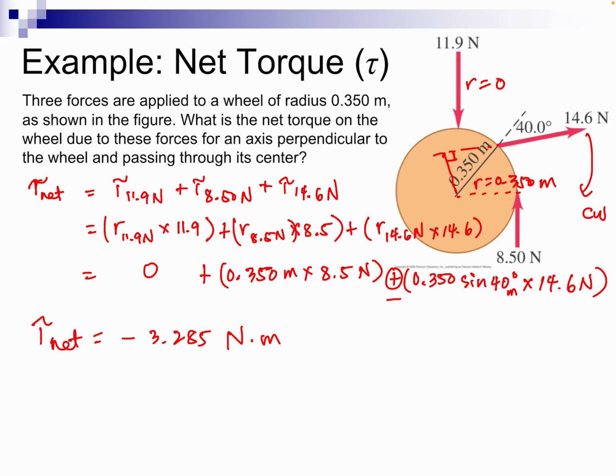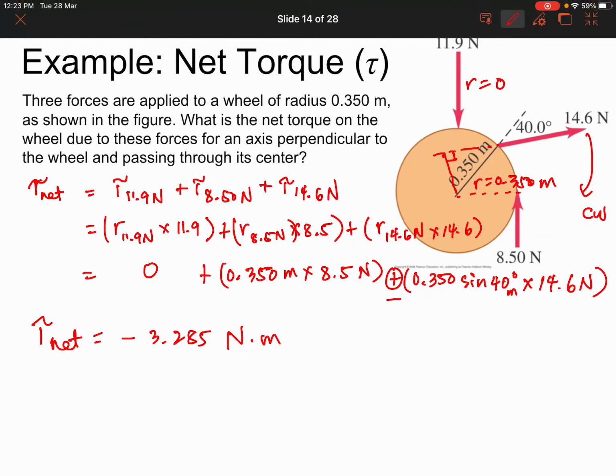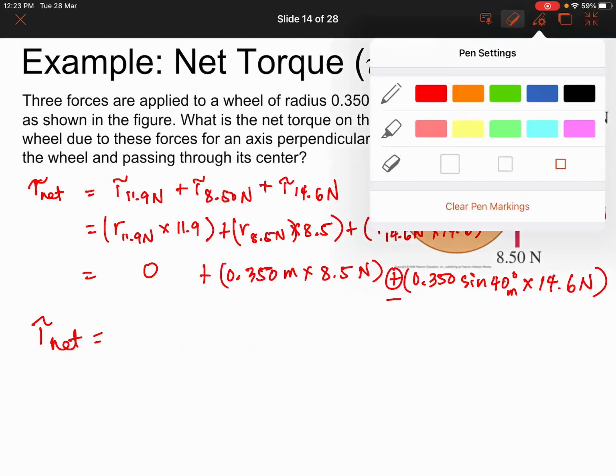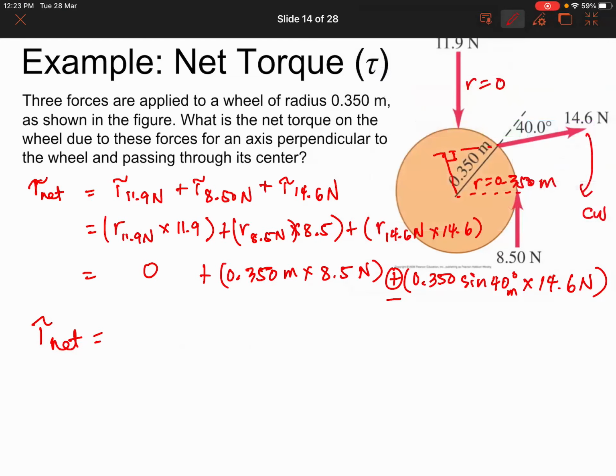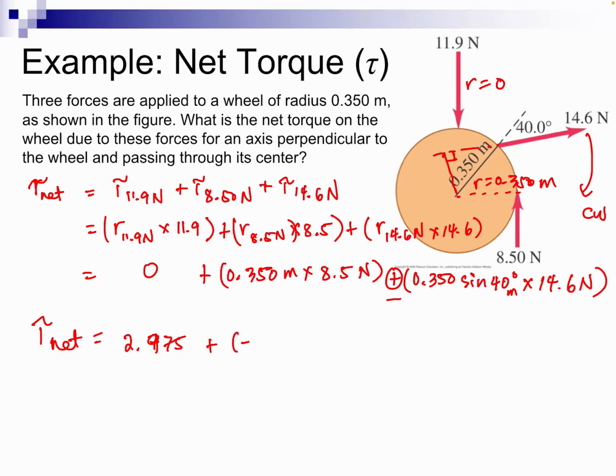All right, any questions about that? That's just the value for the 14.6. Oh, I didn't, yeah, they didn't add it. Sorry. This is just for the 14.61. So finally, this one: 2.975 plus negative 3.285.